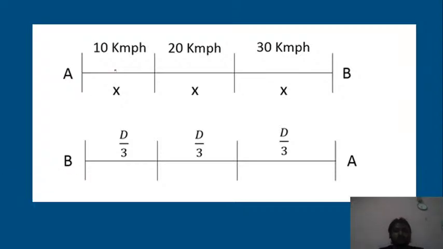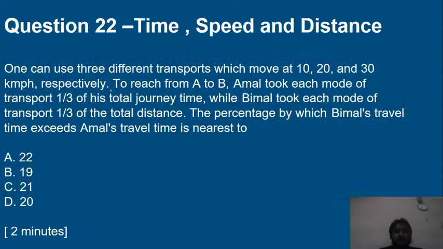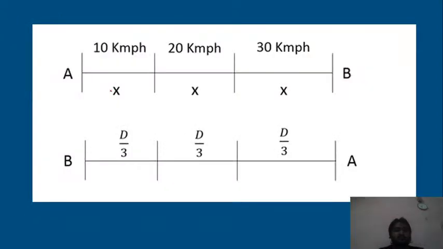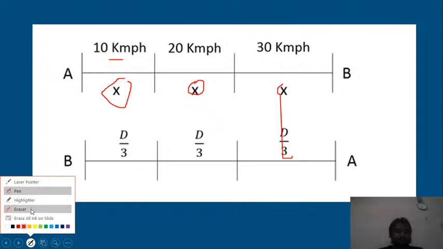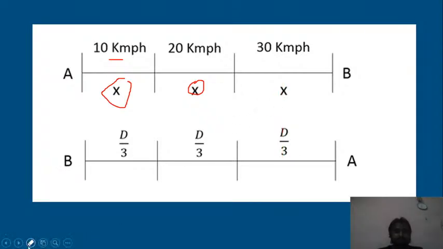So now this is for, I take this for Amal for distance. So he travels x time at 10 kilometer per hour, then again x at 20 and x at 30 kilometer per hour. So this is what Amal did. So guys, this is what Amal did, that for x he covered, and this is what Bimal did, that he covered this, that is d by 3, d by 3, d by 3.